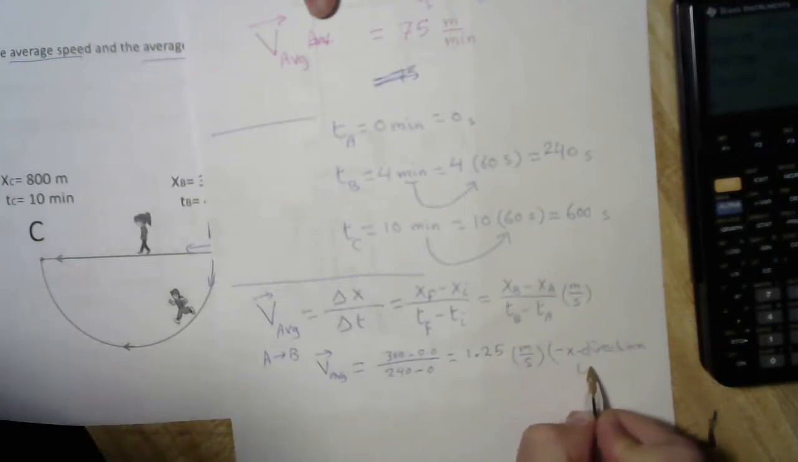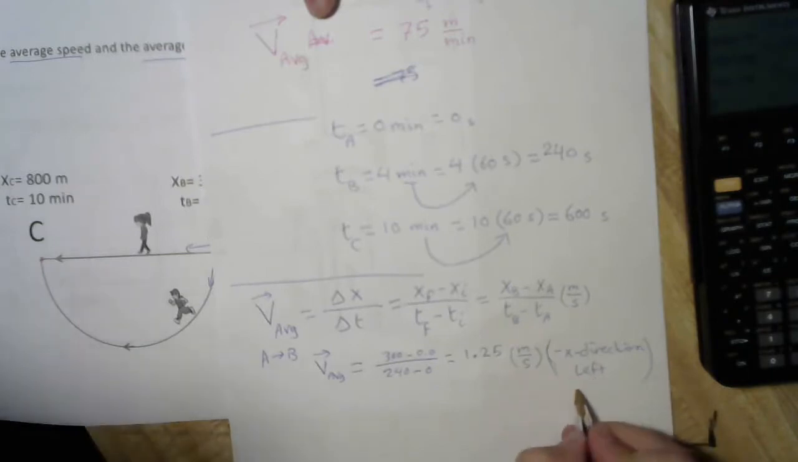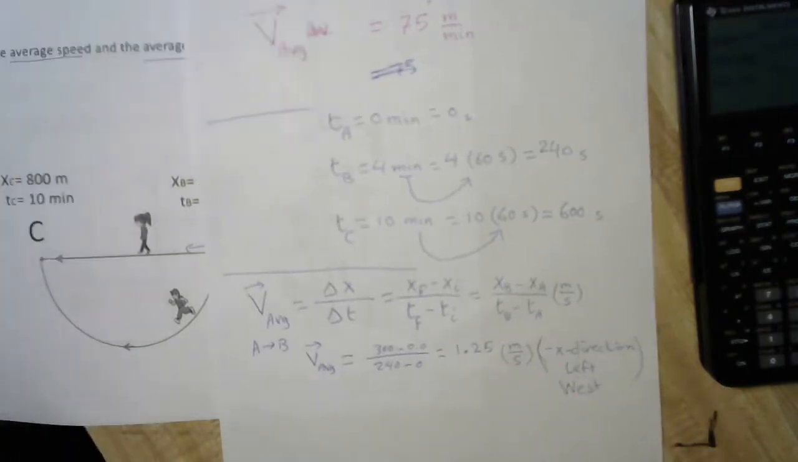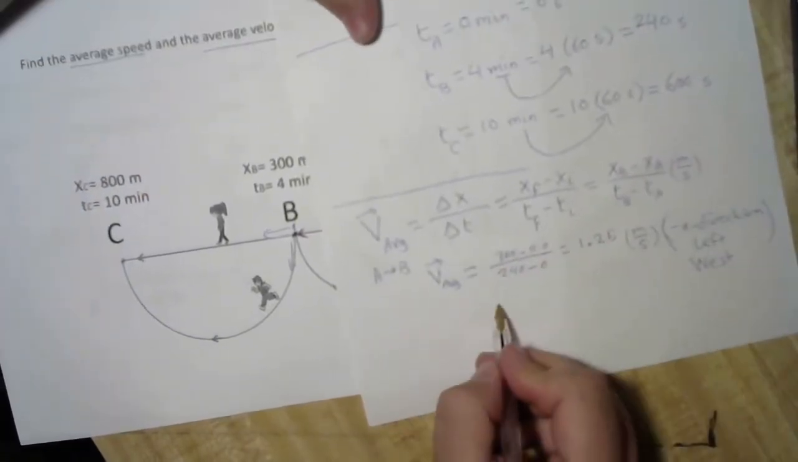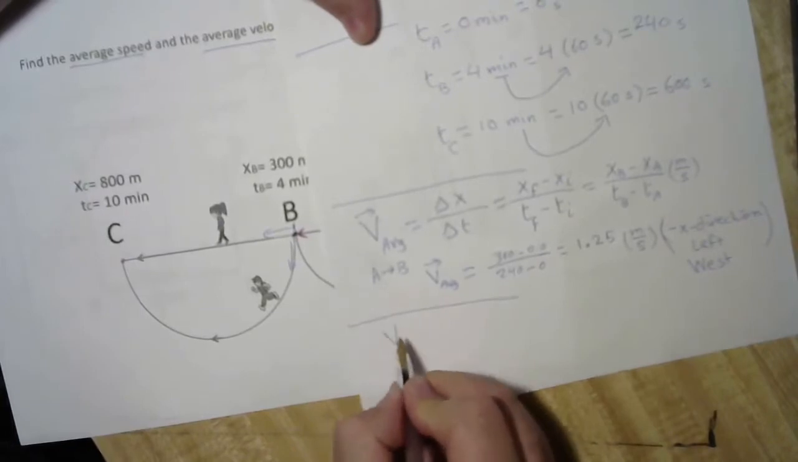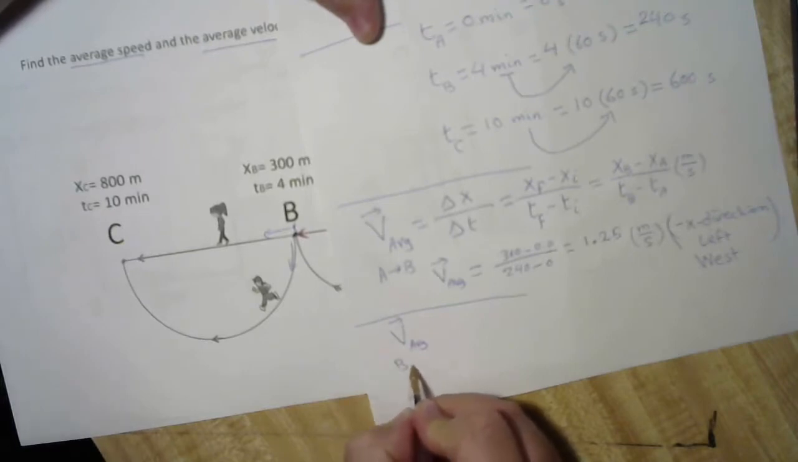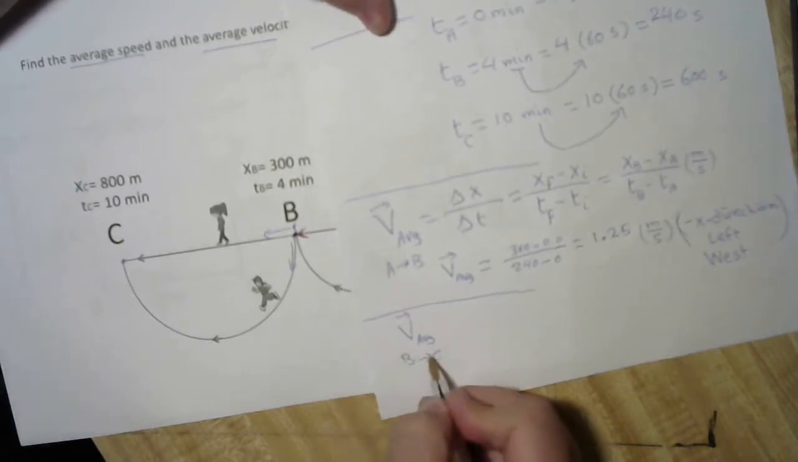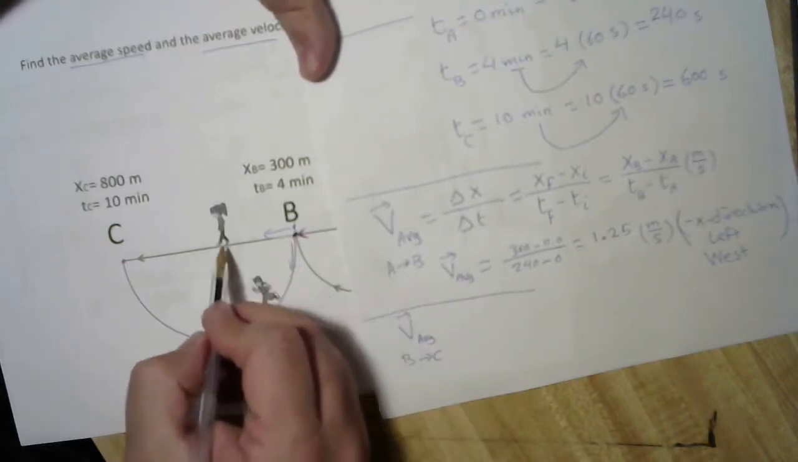Or to the left, or to the west. Okay, now I will also compute the average velocity from B to C. The average velocity means that I could calculate the velocity for the girl, not for the boy.